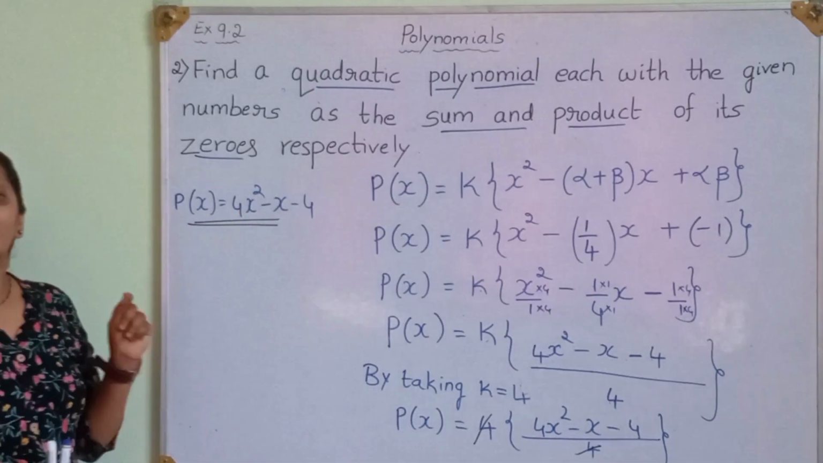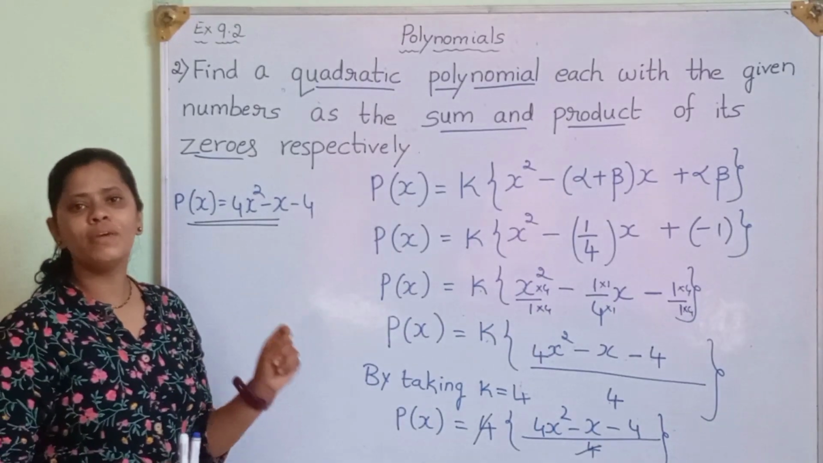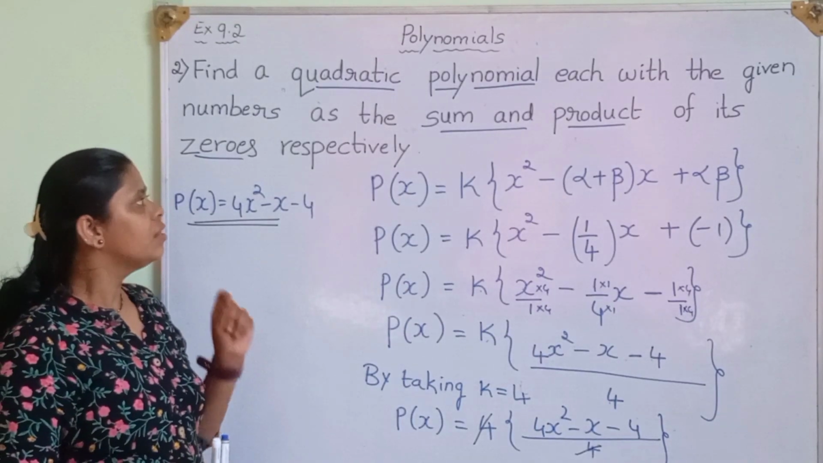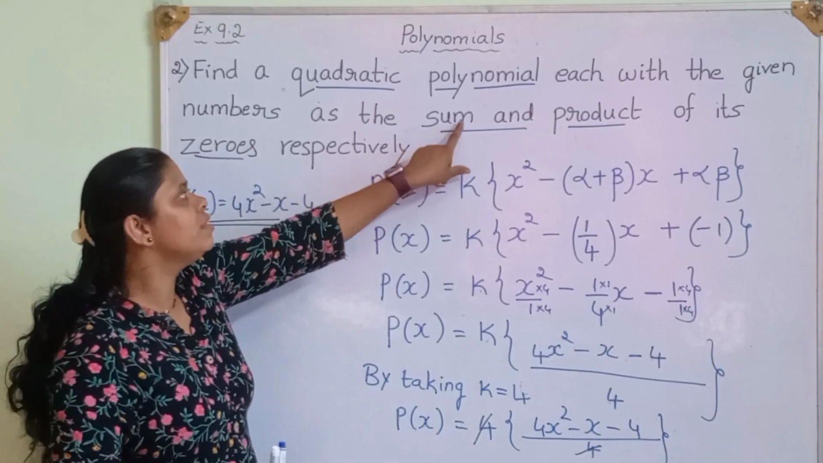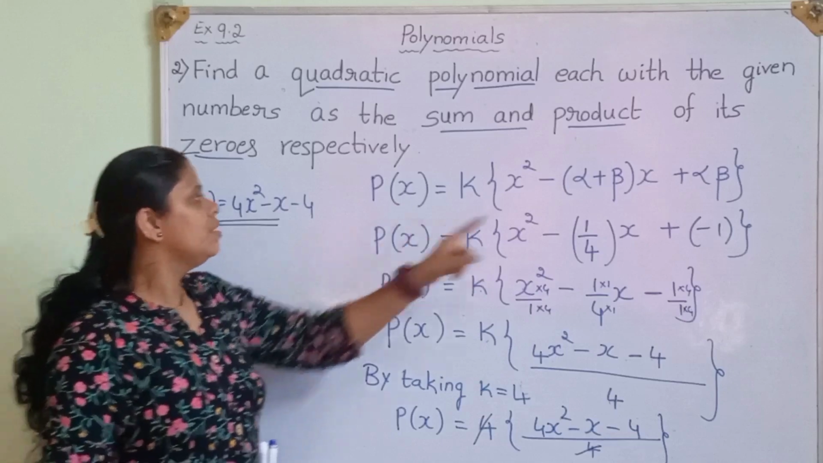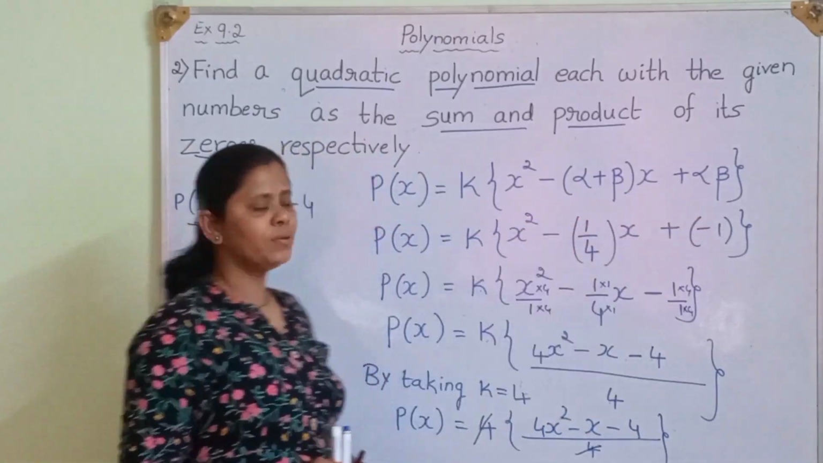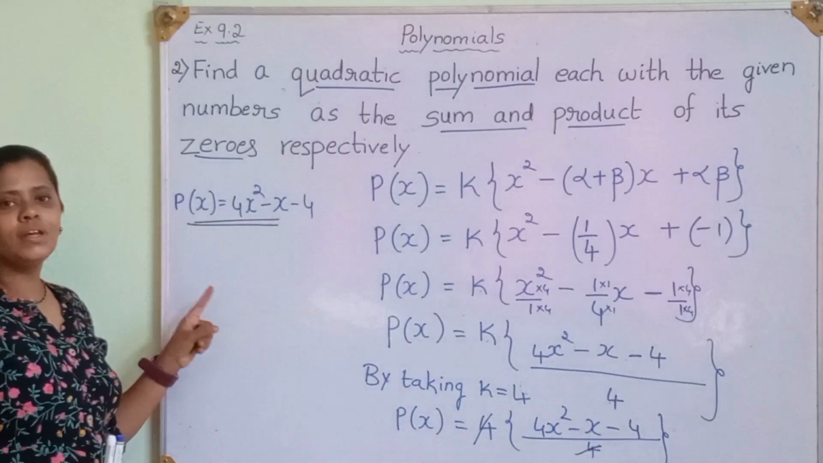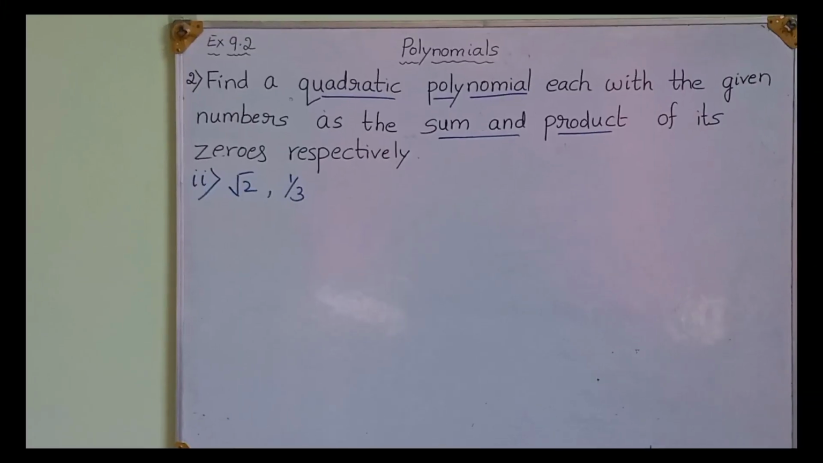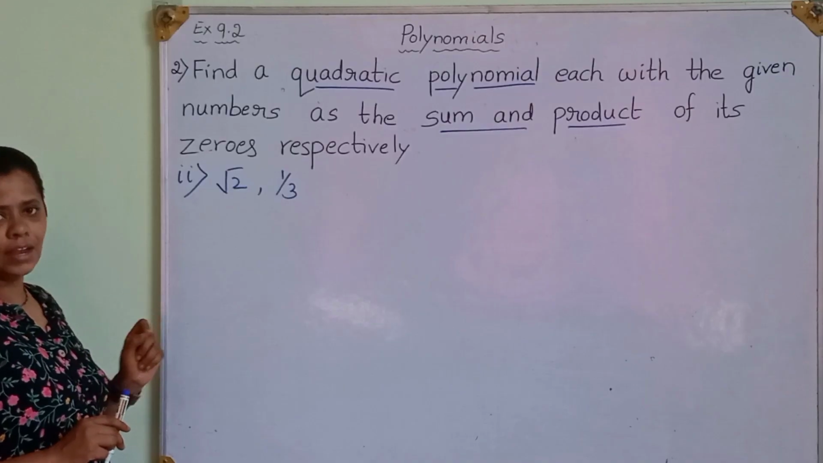This is how we will find the polynomial when the zeros of the polynomial is given. But keep it in mind, here they have given the sum and product of the zeros of the polynomial. Directly they have given alpha plus beta and alpha beta. Okay. Now let us do the second problem. Let us solve the second problem.